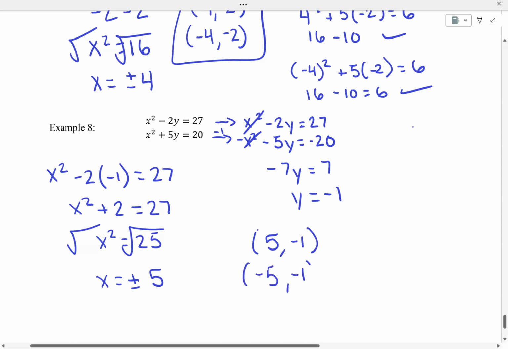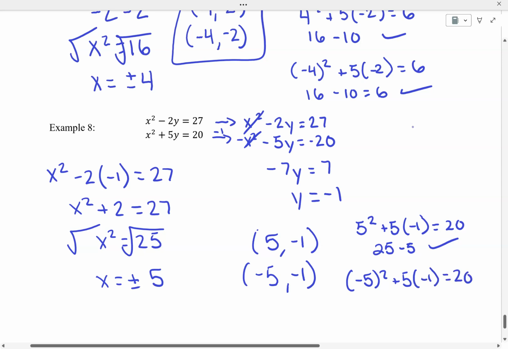So it looks like our answer is 5, negative 1. Negative 5, negative 1. Okay, so let's check it. Would 5 squared plus 5 times negative 1 gives us 20? Yep. 25 minus 5, it works. Would negative 5 squared plus 5 times negative 1 give us 20? It sure would. Negative 5 squared is still 25. Minus 5 gives us a 20. So these are our answers.